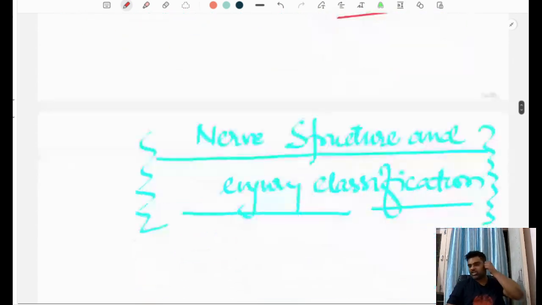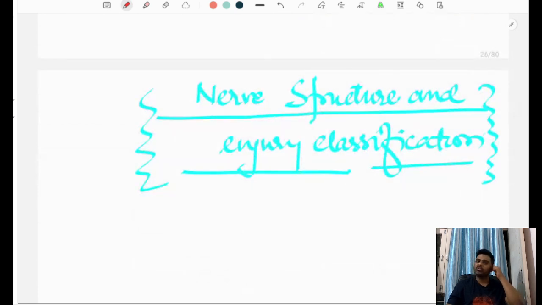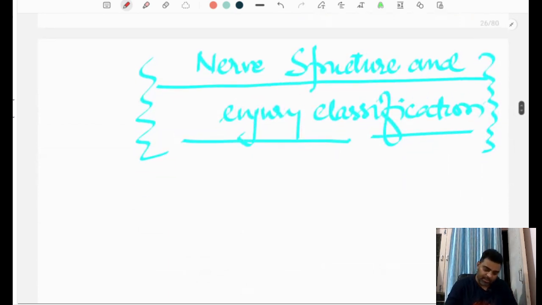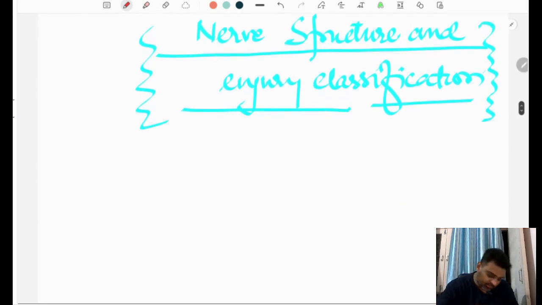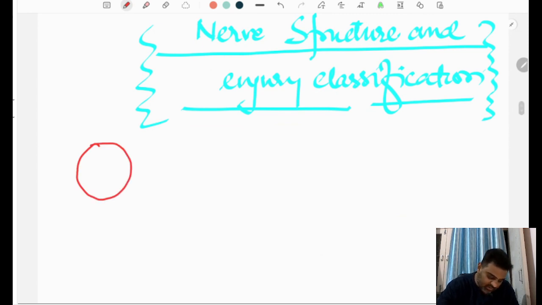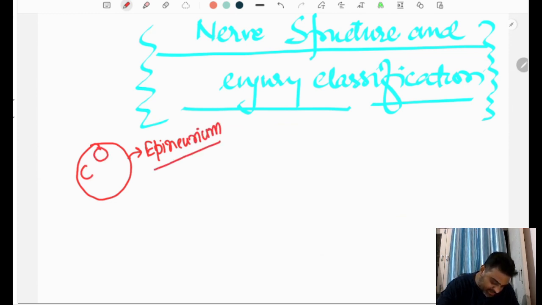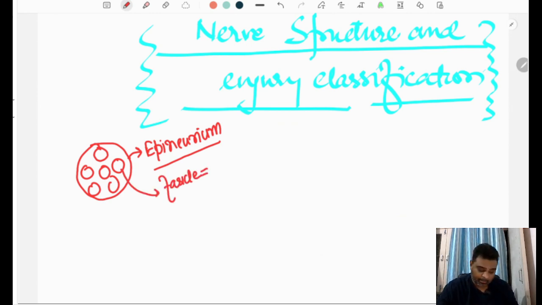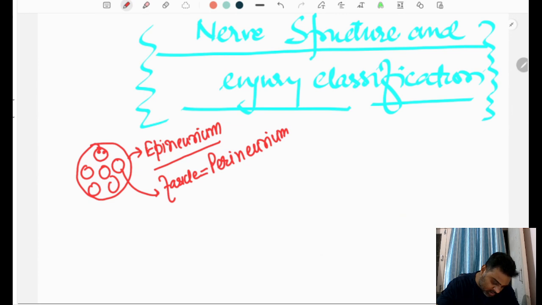Now, nerve structure and injury classification. Sometimes questions are also asked on this. For example, just understand this. If this is a big nerve, it is covered by epineurium, and there are certain fascicles inside it. These fascicles are surrounded by the perineurium, and these fascicles consist of layers of axons.